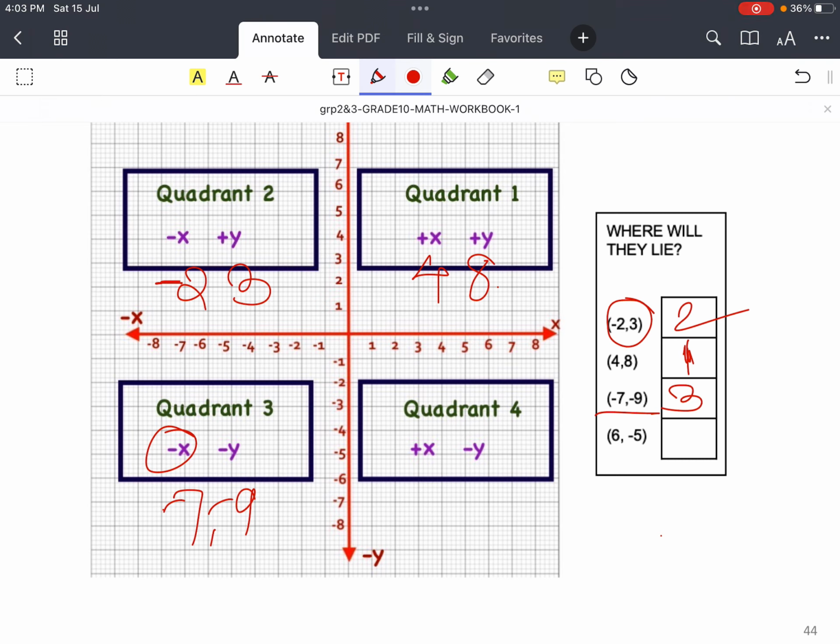And last one 6 and -5, so definitely x is positive and y is negative, and 6, -5 definitely is in a fourth quadrant. Clear है? So likewise we have to complete this table. Now this is all about the basic one.